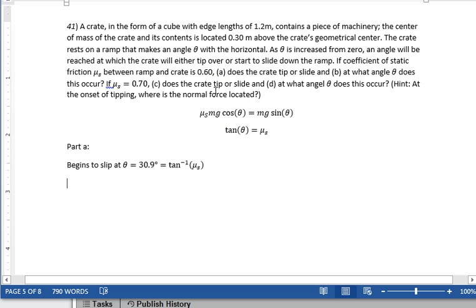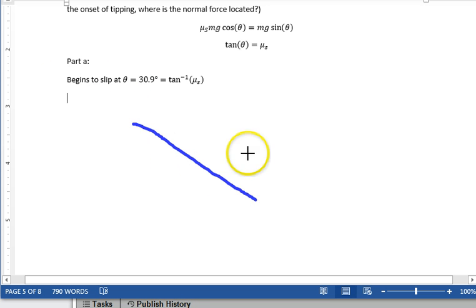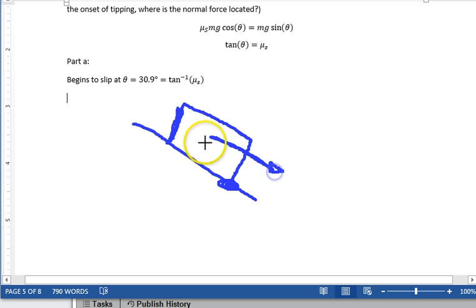Does it tip before then? Does it tip before then? So let's look at it at that point. At what point does it tip? If we look at rotation about this point, we have two torques keeping it in place.